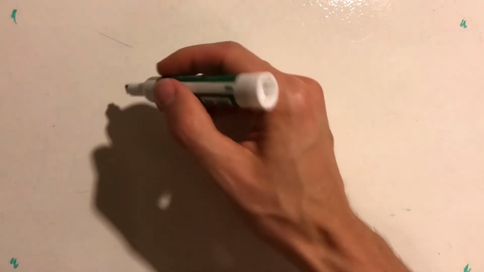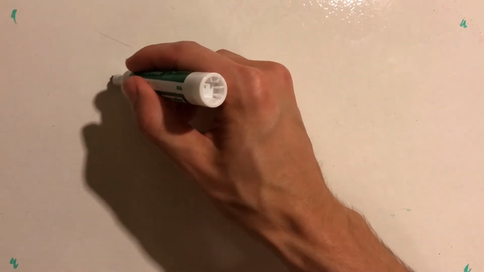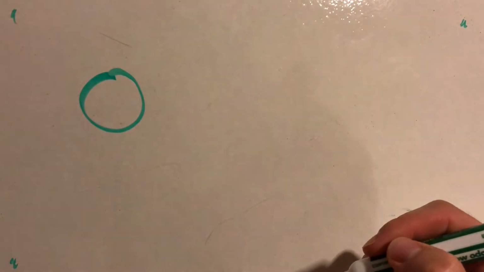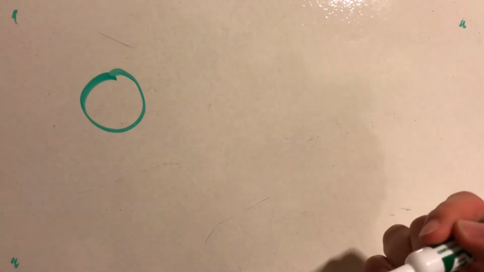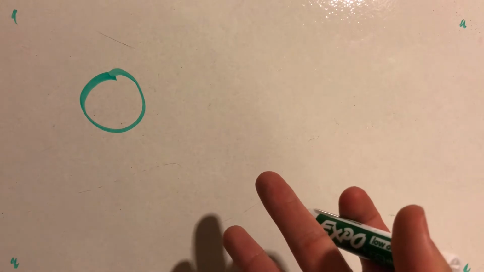Okay, so let's go back to the time of the ancient Greeks. Ancient Greeks would have said that water is made up of particles, and particles are just represented by simple things like a circle, let's say.